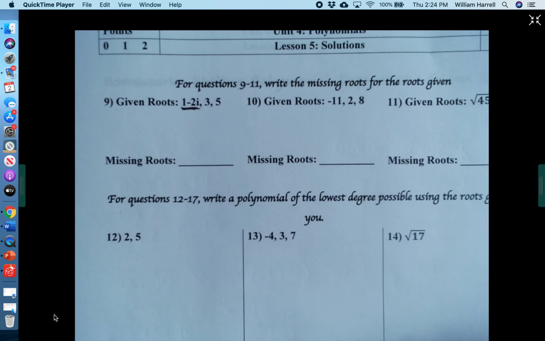What's my missing root right here? It's going to be 1 plus 2i.